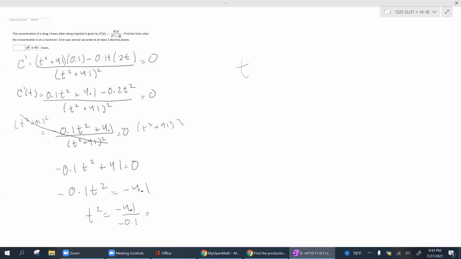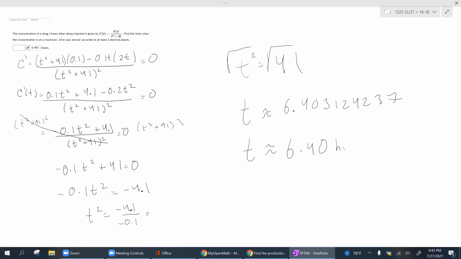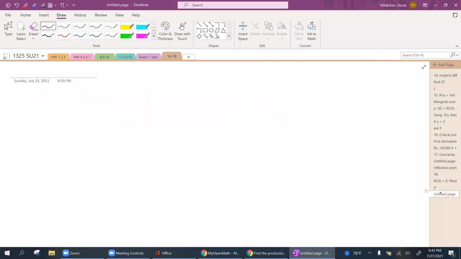This gave me t squared is equal to 41. Last but not least, you take the square root of both sides. t is approximately the square root of 41, which is 6.3124237. To 2 decimal places, t is approximately 6.40 hours. That's how you would go about that.